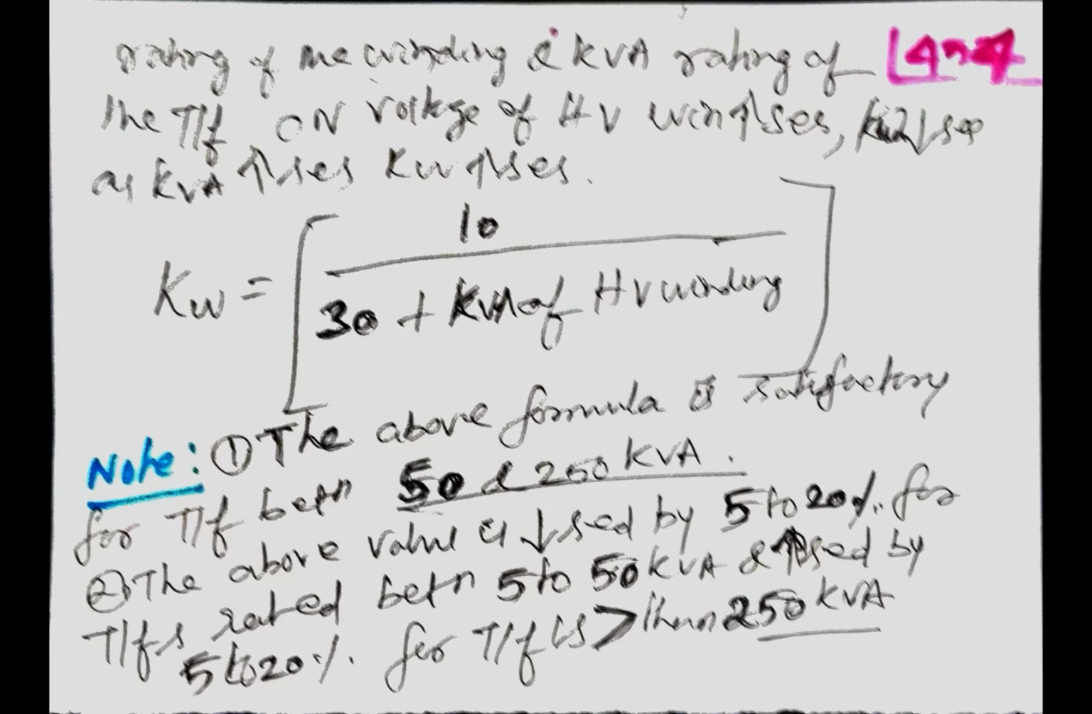Second point, the above value is decreased by 5 to 20% for transformers rated between 5 to 50 kVA, and increased by 5 to 20% for transformers greater than 250 kVA.